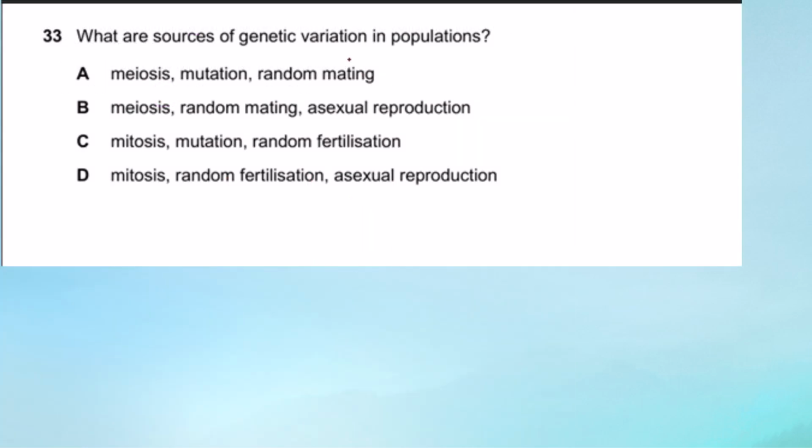Question 33 here talks about genetic variation in populations. And already here, as I often say, start by finding the one that's wrong. They say mitosis here. Okay, so already we know that can't be either of those, because we have to look at meiosis when we look at genetic variation. So this one says meiosis, random mating, and asexual reproduction. Well, that won't lead to much variation, but meiosis, mutation, and random mating, well, that will lead to variation. So our answer here is A.